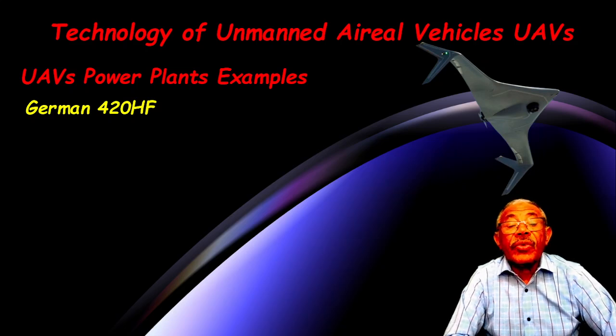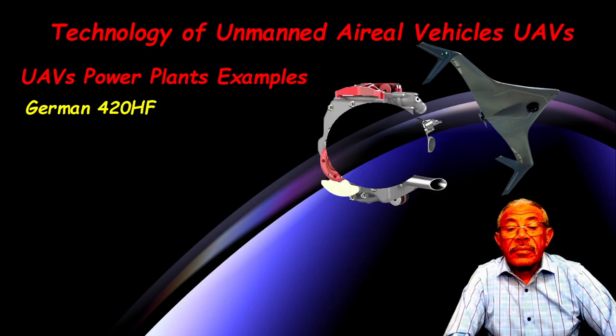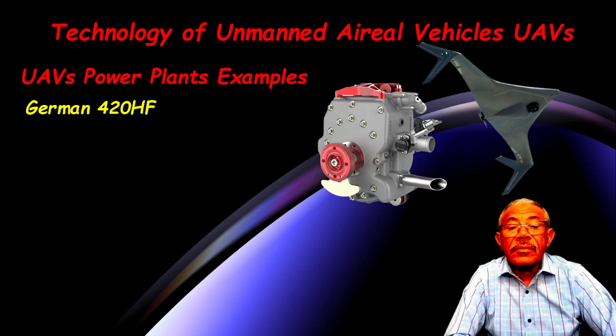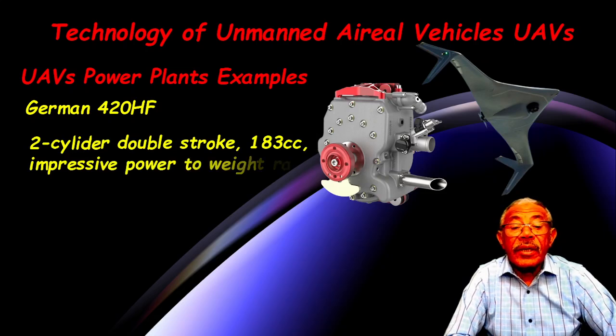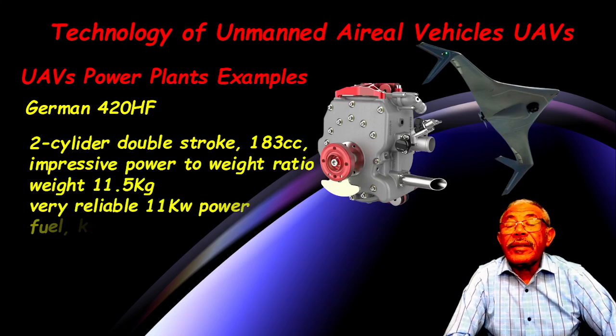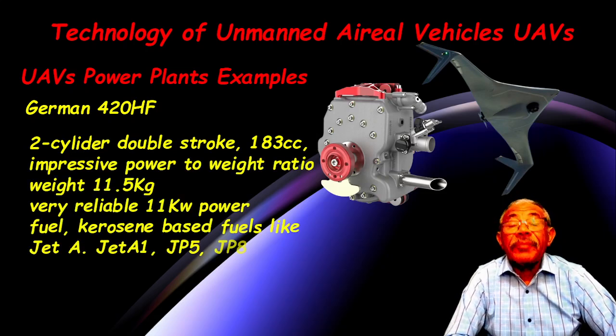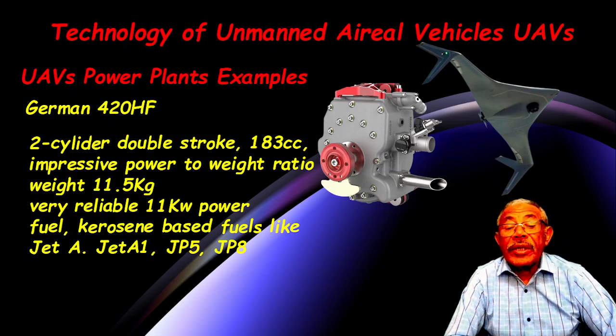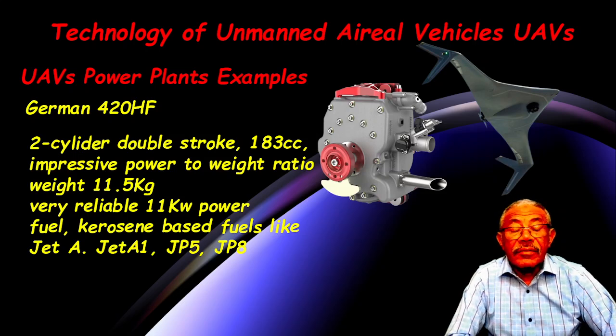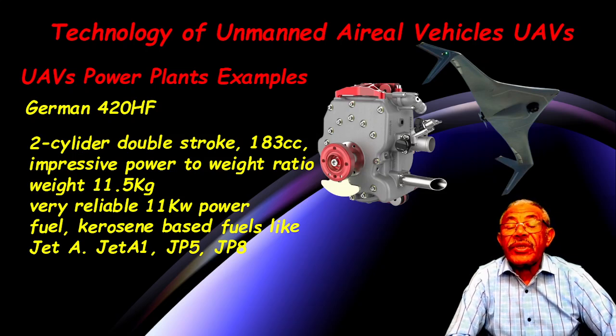German 420 HF. Two-cylinder two-stroke, 183 cc. Impressive power-to-weight ratio. Weight is 11.5 kilograms and very reliable, with 10 kilowatts of power. Fuel is kerosene-based fuels like Jet A, Jet A1, JP5 and JP8.